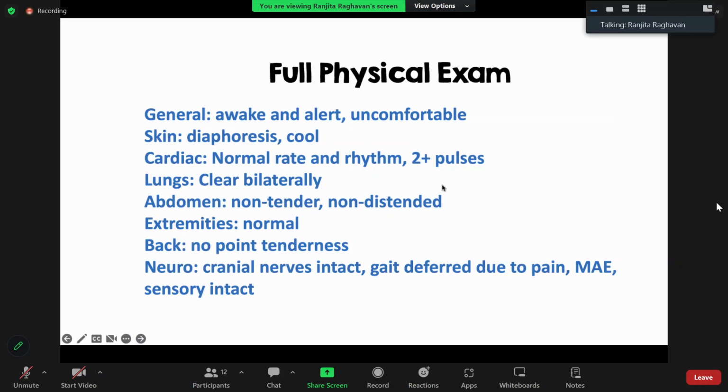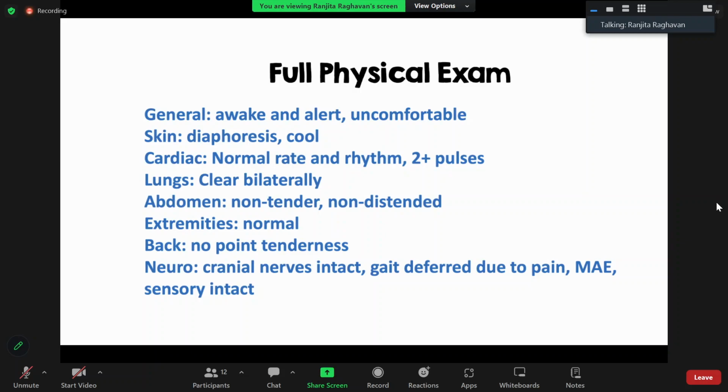And once you got him on the monitor, we did the ABCs, but now we can go back and do the full physical exam. And basically the rest of the physical exam is nothing too contributory. His lungs are clear. That would be something important that I'd want to look at. Abdomen is non-tender, non-distended. And then his extremities are normal. He doesn't have pitting edema.